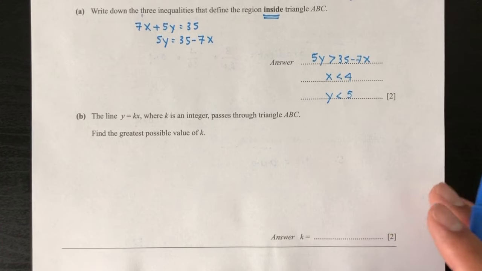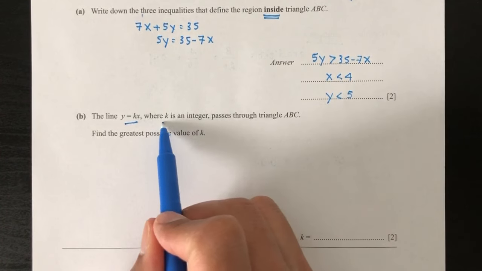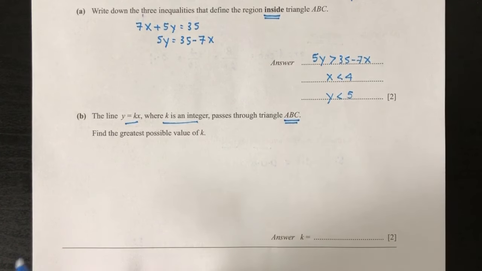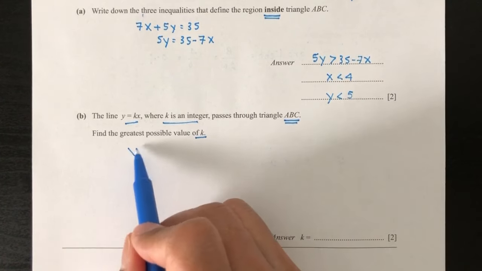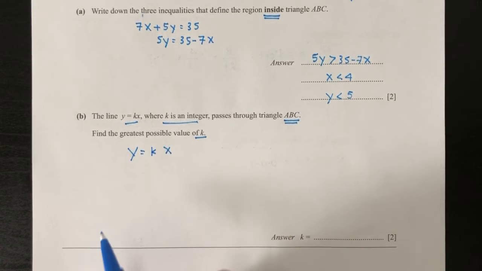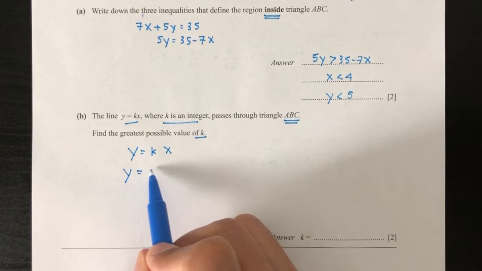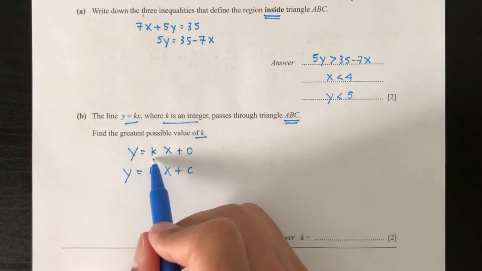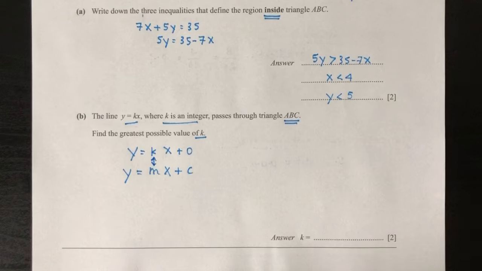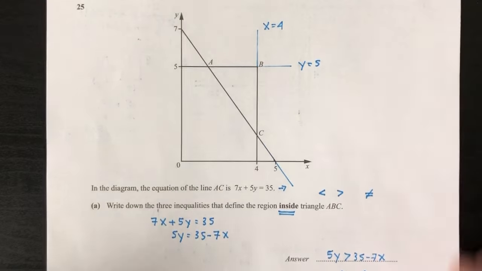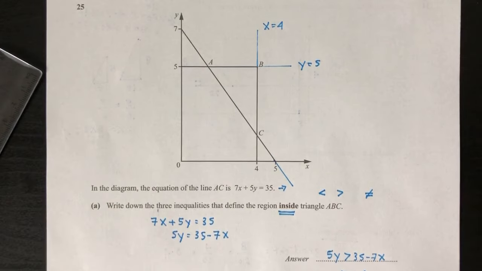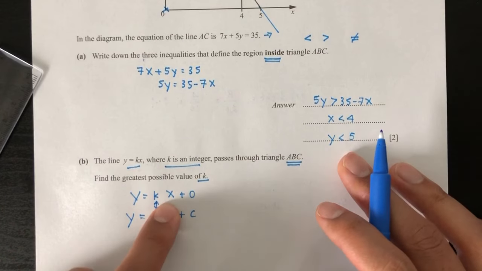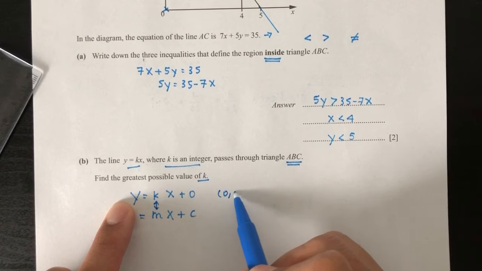Now for part B, the line y equal to kx, where k is an integer, passes through the triangle ABC. Find the greatest possible value of k. If you observe the equation, kx, it looks a lot like y equal to mx plus c, with c equal to 0. So basically, we have to find the maximum gradient of the line. If you put x as 0, y will be 0, so your intercept is (0, 0).